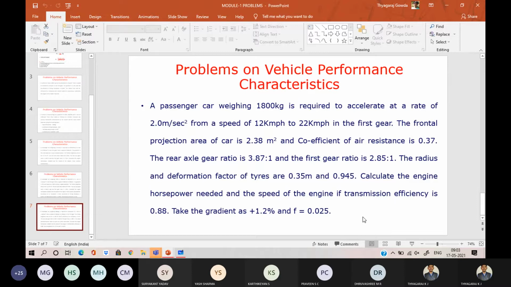The radius and deformation of tires are 0.35 and 0.945. Calculate the engine horsepower needed and speed of the engine. Transmission efficiency is 0.88. Take gradient as 1.2% and F value as 0.025. So note down.